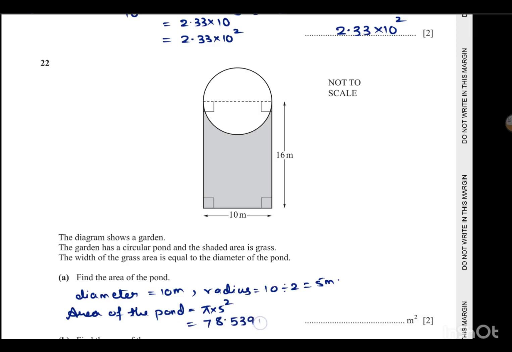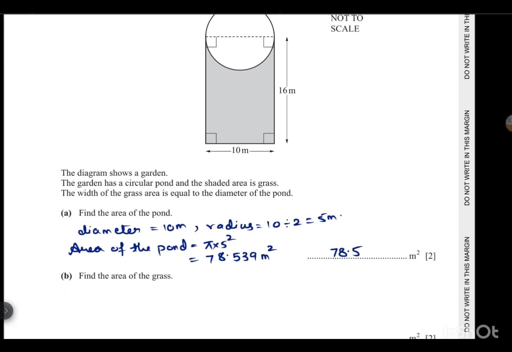78.539 meter square. So round that to 1 decimal. 78.5 meter square will be the answer. Now question B, find the area of the grass.